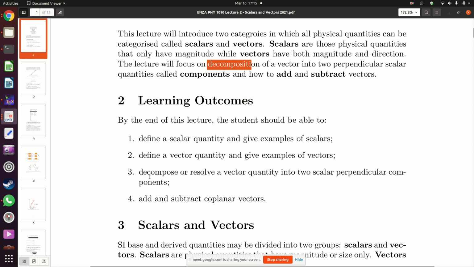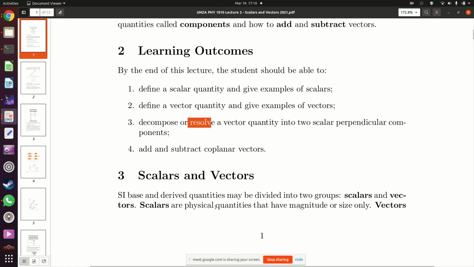You should also be able to decompose. To decompose is to break down a vector. In our case of vectors, you should be able to break down a vector, or the other word for decomposing a vector is to resolve a vector into its components. Then the last bit is you should be able to add or subtract vectors. So this is a requirement for the course. Knowing how to add and subtract vectors is a requirement.